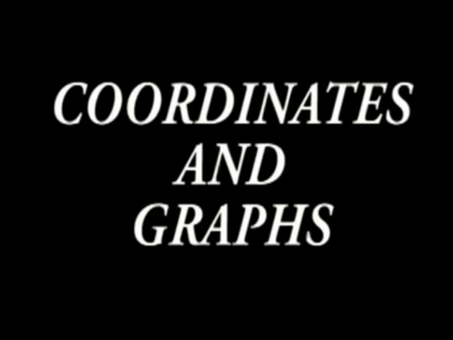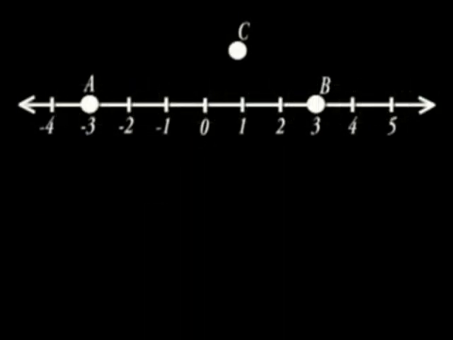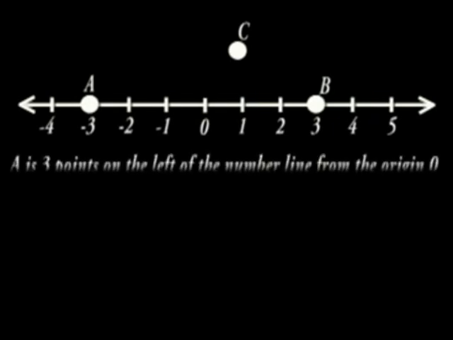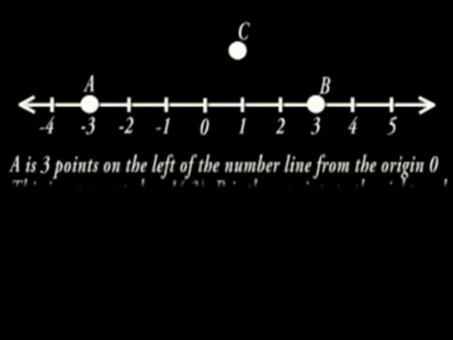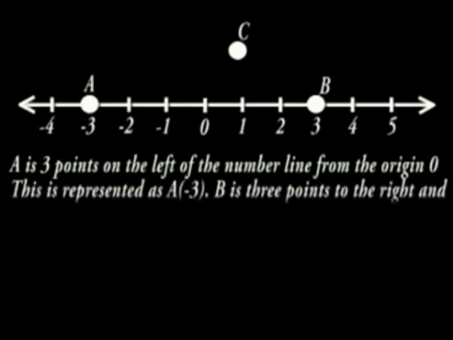Coordinates and graphs. Now we have already seen what a number line is and how numbers are represented on it. Take a close look at the number line below. From the number line, it is easy to say that point A is 3 points on the left of the origin O. This is represented as A(-3).